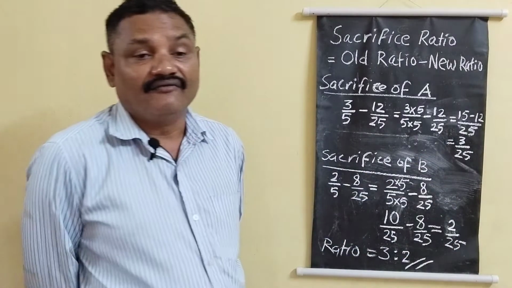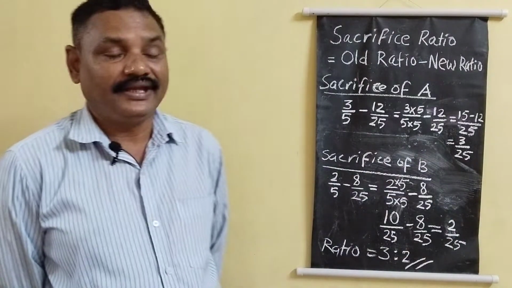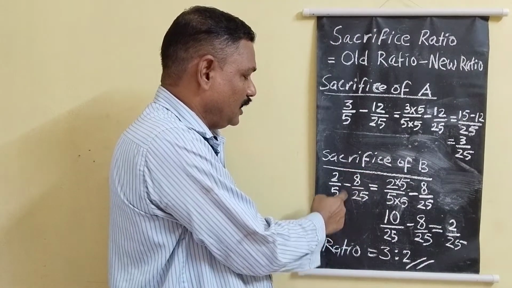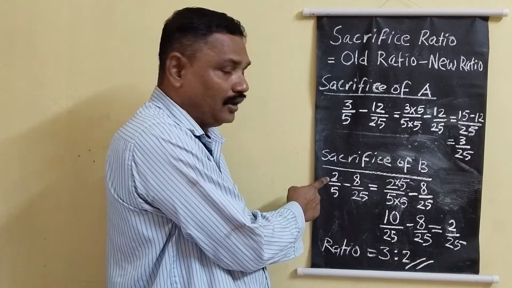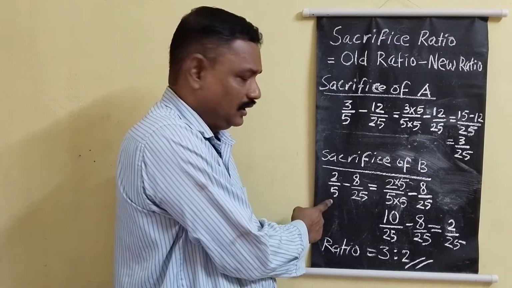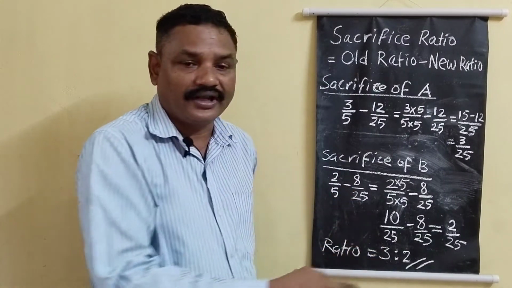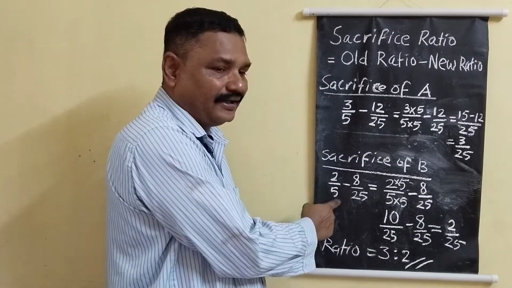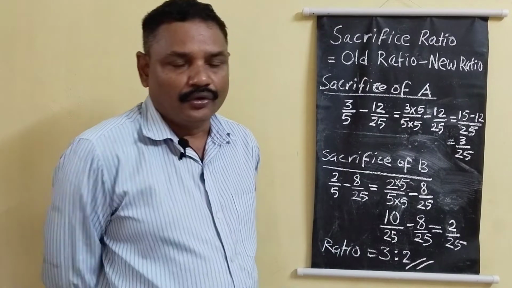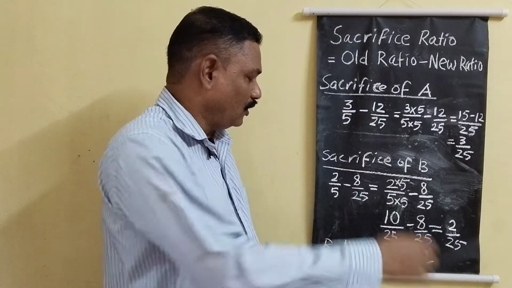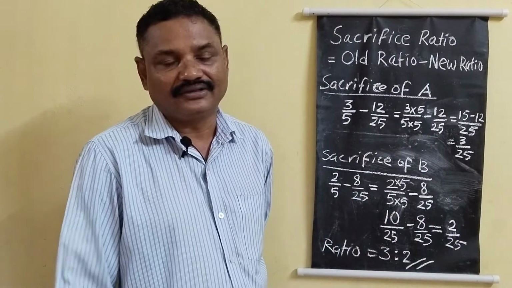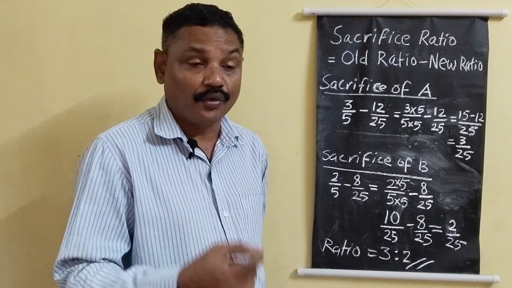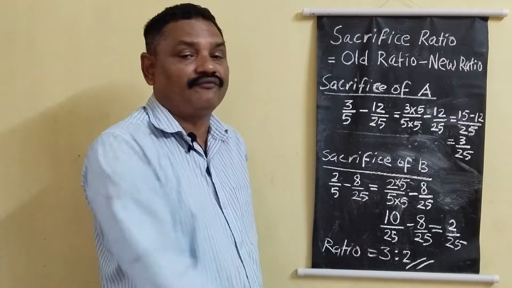Next, we will go for finding out the sacrifice ratio of Mr. B. See, B's old ratio is 2 by 5 minus the new ratio we already found out, 8 by 25. Okay, students, here also we are getting 5 and 25. You should remember in your mind that you cannot subtract one fraction from another fraction with different denominators. So what should we do? We have to equalize the denominator by finding the LCM.